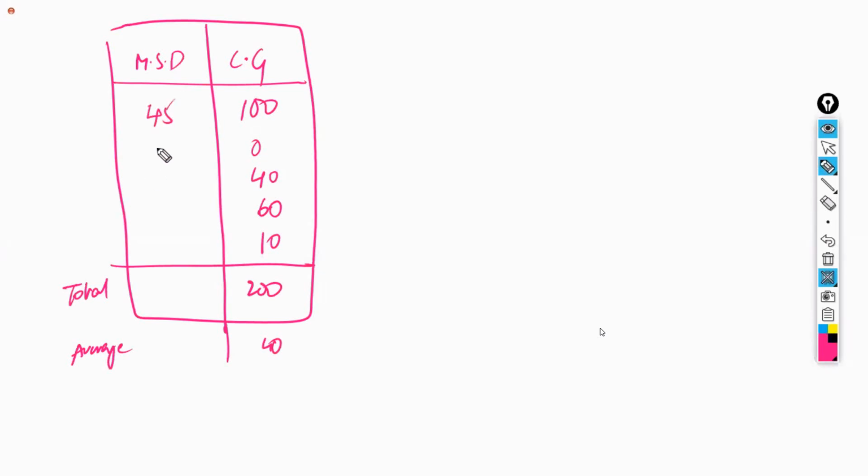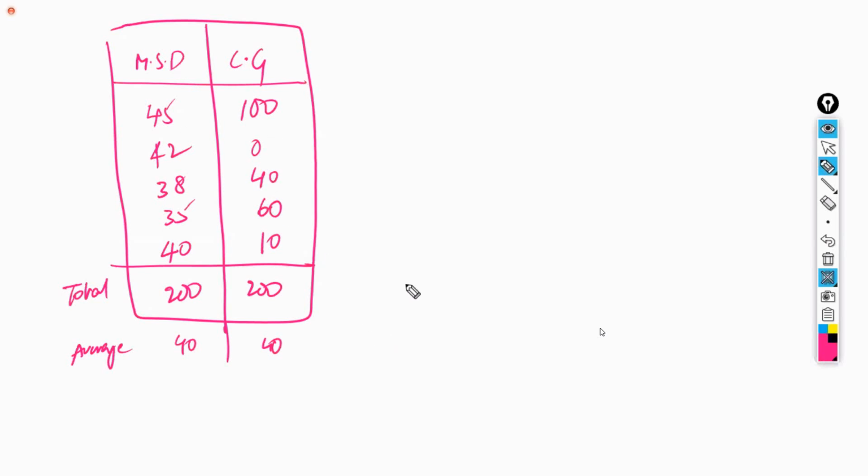Okay, 45. Second match, 42. Third match, 38. Fourth match, 35. And fifth match, 40. What is the total runs? Again, the total is 200. The total is 200. And what is the average? Again 40. Two cricketers are there. One is MSD and one is Chris Gayle.